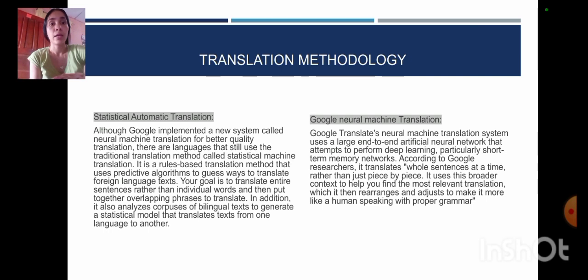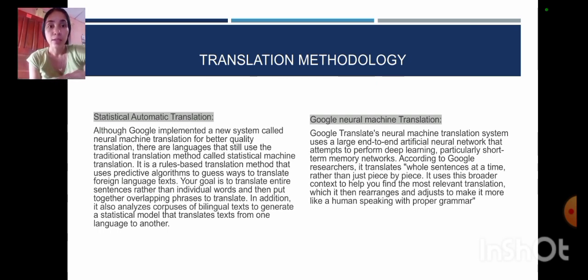Translation methodology. Statistical machine translation and Google Neural Machine Translation. In the first, statistical machine translation, although Google implements a new system called neural machine translation for better quality translation, there are languages that still use the traditional translation method called statistical machine translation. It is a rule-based translation method that uses predictive algorithms to guess ways to translate foreign language text.